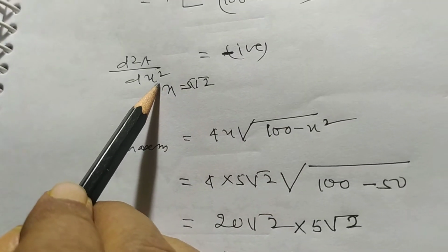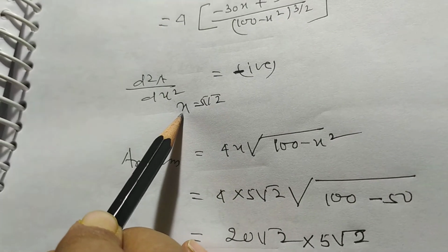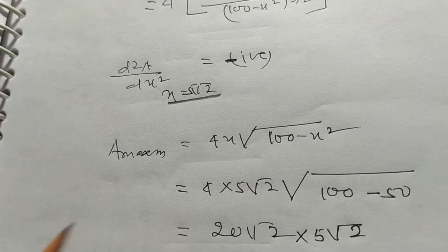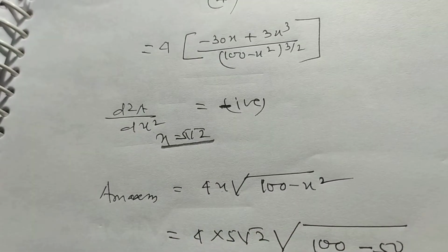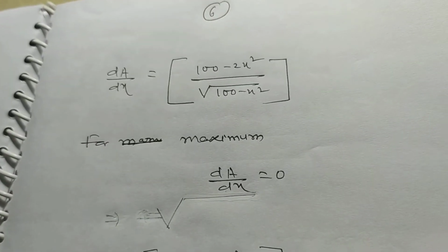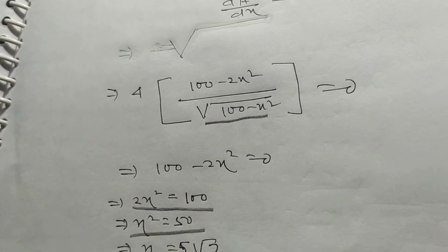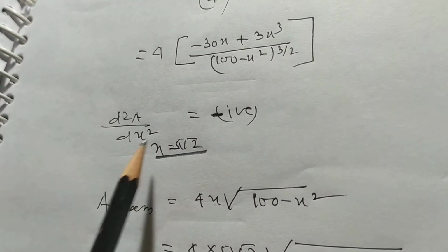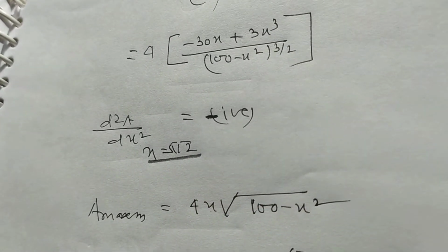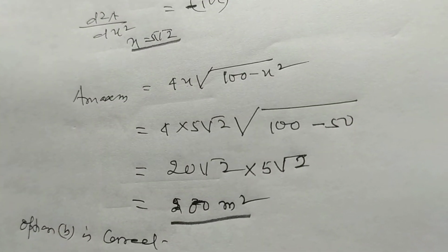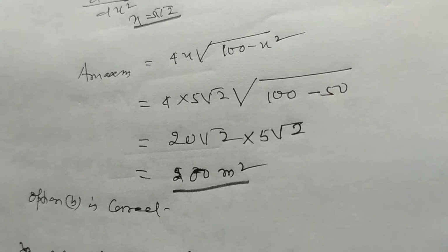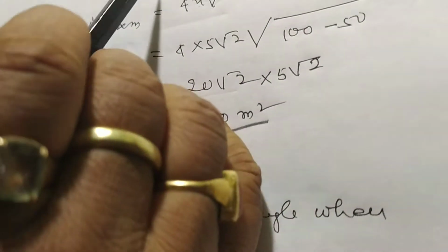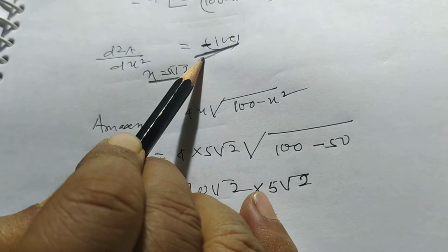So d2A by dx square at the point x is equal to 5 root 2 is, try to understand. We put the value of x is equal to 5 by root 2 in the equation d2A by dx square, and get the result. Result is 200 meter square. So maximum area is 200 meter square. Here d2A by dx square is negative.